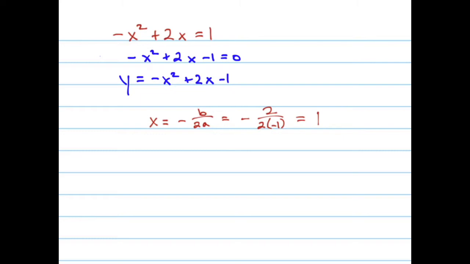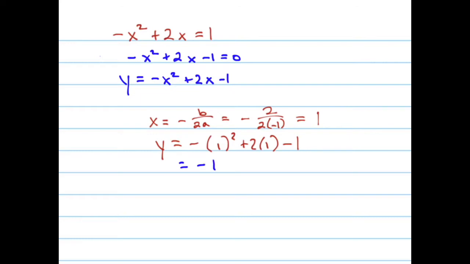Again, how do we find our vertex? Plug it in. What do we get? Let's see, y equals negative 1 squared plus 2 times 1 minus 1. What does that equal?